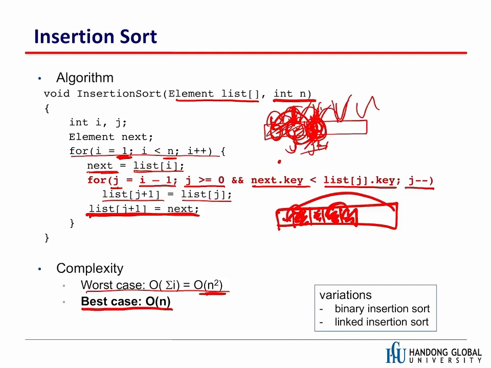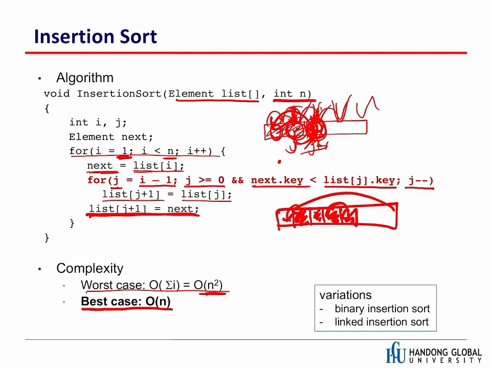But in the selection sort algorithm, we need n square even in the best case. Even if the original list is sorted, it takes n square, right? So this is one benefit of insertion sort.